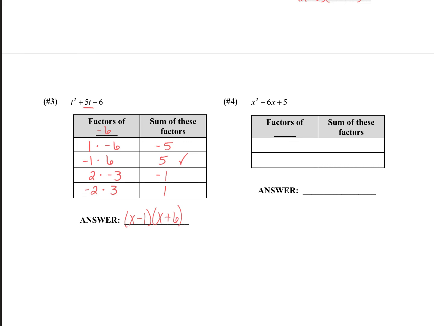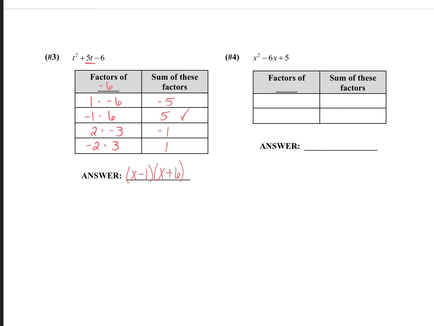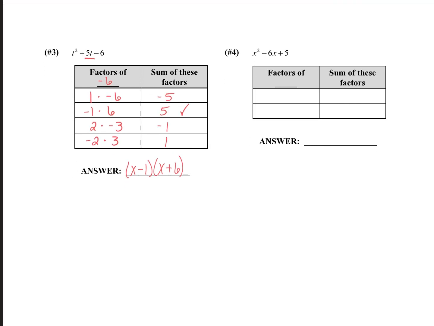So if you find an answer and you're not sure whether it's correct or not, maybe you're not as confident in your answer, we can always check it. So checking it would just be foiling it out, okay? So we can do x times x, which is x squared, x times 6, which is 6x, -1 times x is -x, and then -1 times +6 is -6.